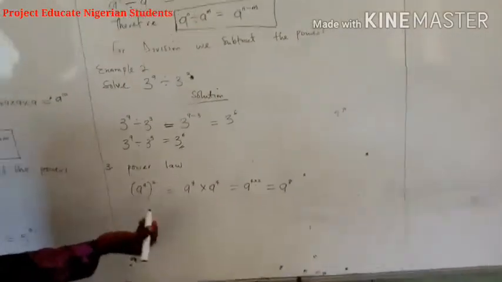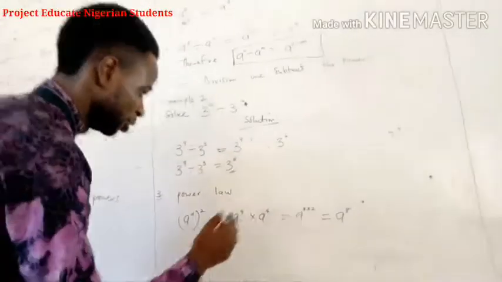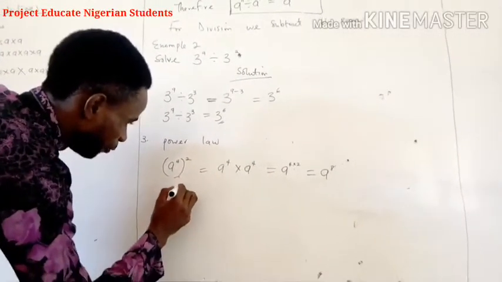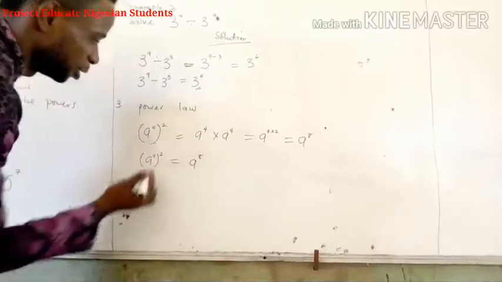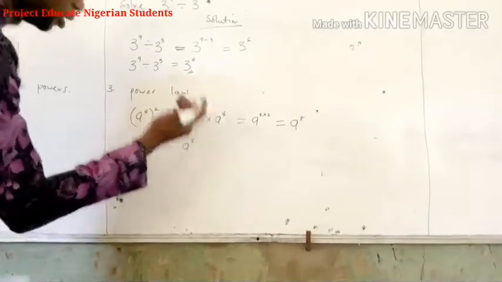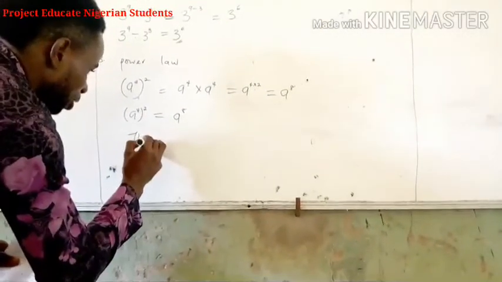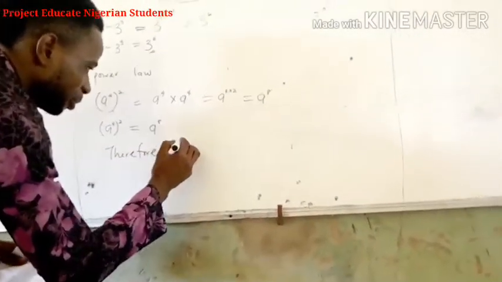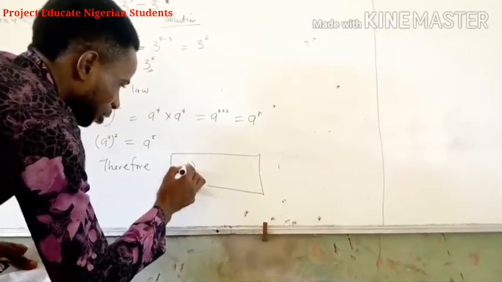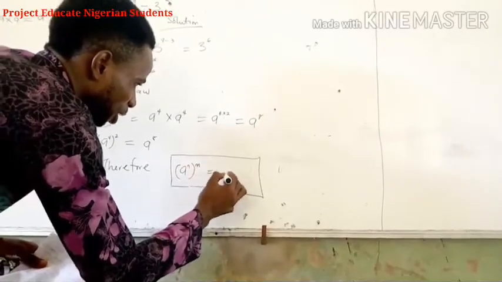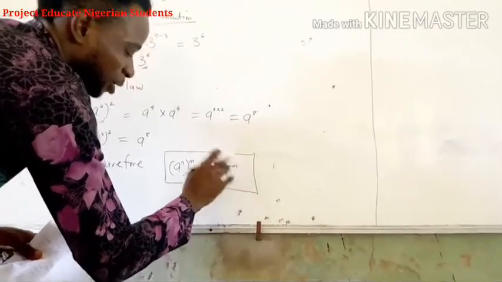Okay, but for power law, you have to multiply the power. So a raised to the power of 4, power 2, same as a raised to the power of 8, which is 4 times 2. You get 8. Okay, is that taken? So let's state the formula. Therefore, you have a raised to the power of n, power m, is equal to a raised to the power of nm. What you're seeing here, n and m is multiplying.